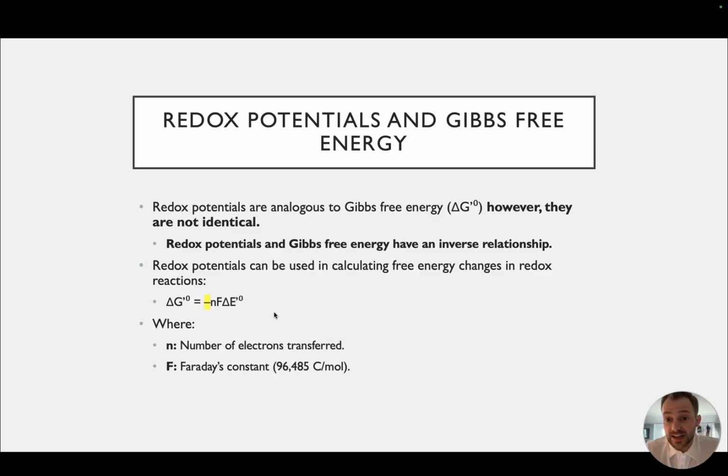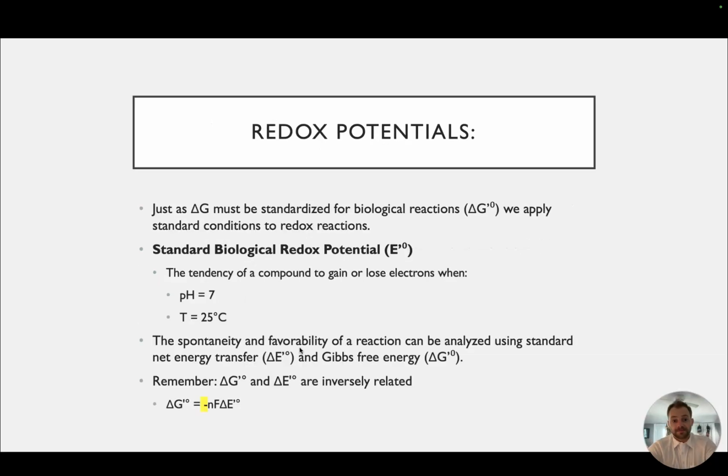Gibbs free energy is analogous, but they are not identical. In fact, they have an inverse relationship. You can see that in the equation that we use to convert between net redox potentials and Gibbs free energy. You can tell the negative sign inverts the redox potential, so a positive redox potential gives us a negative delta G. The n is the number of electrons transferred in the reaction, and F is Faraday's constant.